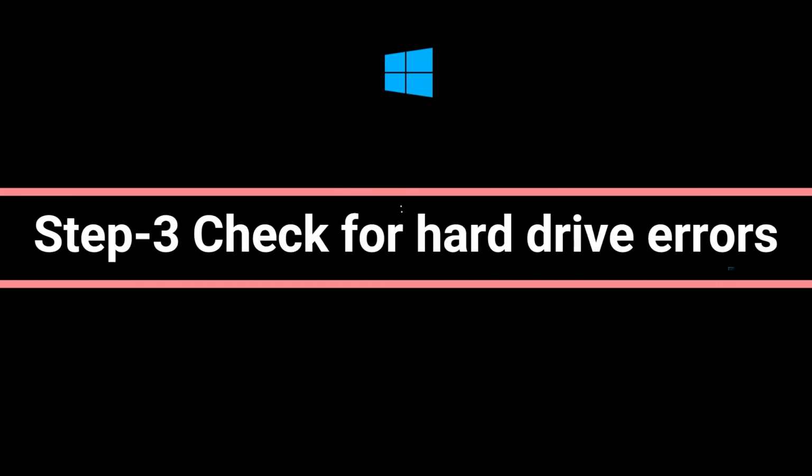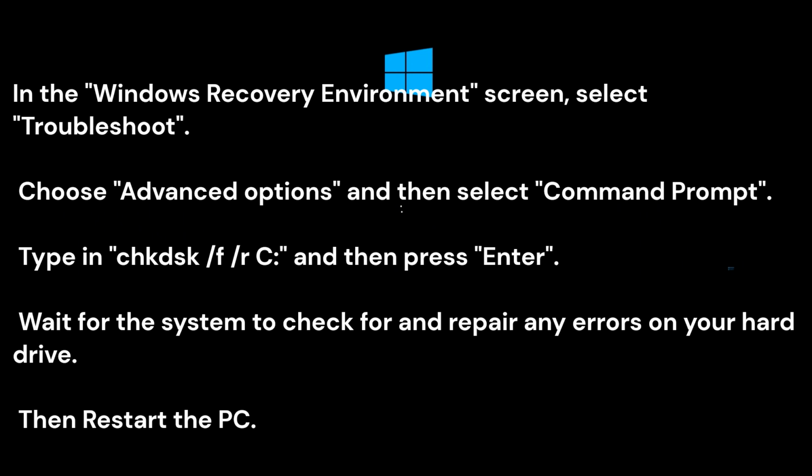Step 3. Check for hard drive errors. In the Windows Recovery Environment screen, select Troubleshoot. Choose Advanced Options and then select Command Prompt. Type in chkdsk /f /r /c and then press Enter. Wait for the system to check for and repair any errors on your hard drive. Once the process is complete, restart your computer.